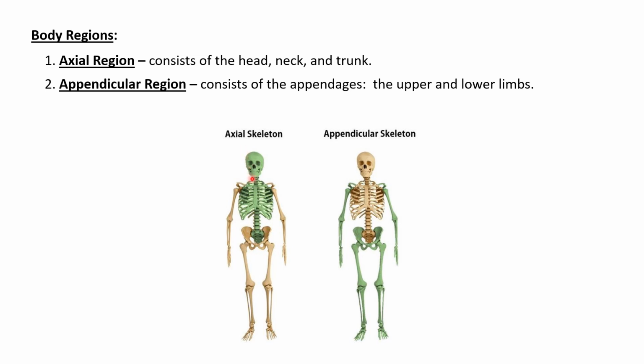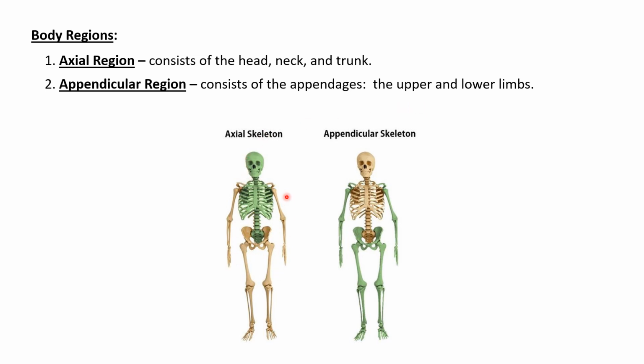And that's going to be the head, so your skull if you're looking at the skeleton, your neck, and then the trunk. And that includes your whole vertebral column and your sacrum, including your sacrum and coccyx tailbone. The appendicular region consists of the appendages, which are arms and legs, and the girdles that hold them there, if you're looking at the skeleton.